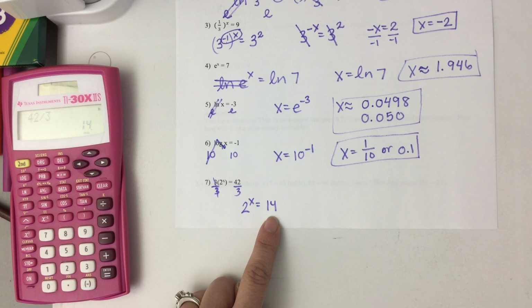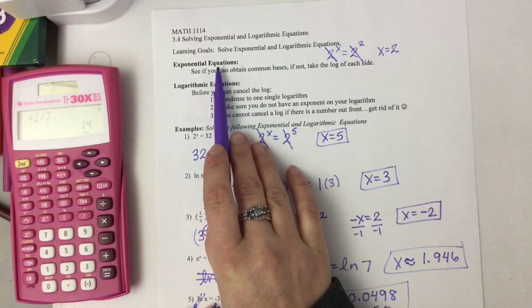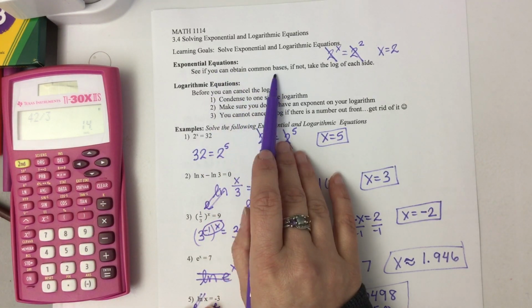So now if I look at this, can I take 14 and get 14 from a base of 2? Well, 2 to the power of 1 is 2. 2 to the power of 2 is 4. 2 to the power of 3 is 8. 2 to the power of 4 is 16. So I went on either side of that 14 and it didn't work. It's an exponential equation, and we cannot make common bases.